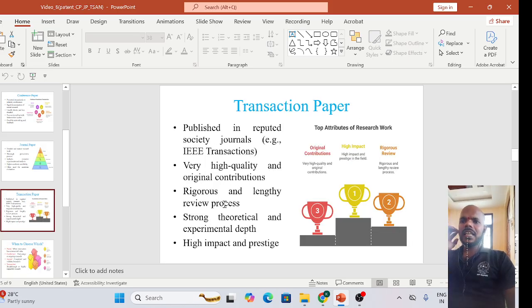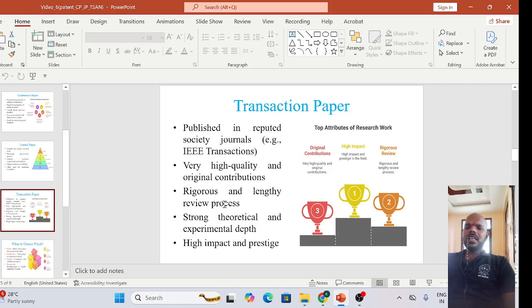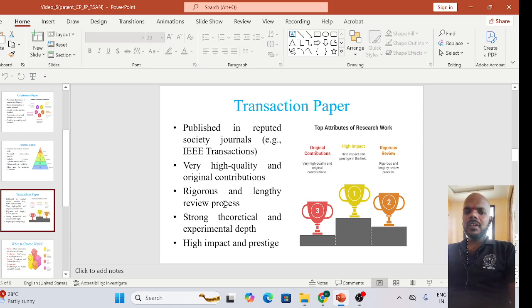Next one is the transaction paper. A transaction paper is published in society journals like IEEE Transactions, ACM Transactions, and so on. It is very high quality research with original contribution, higher quality compared to a journal paper, and a rigorous and lengthy review process will be there. Earlier we discussed that the review process will be extensive; here it is a rigorous and lengthy review process.